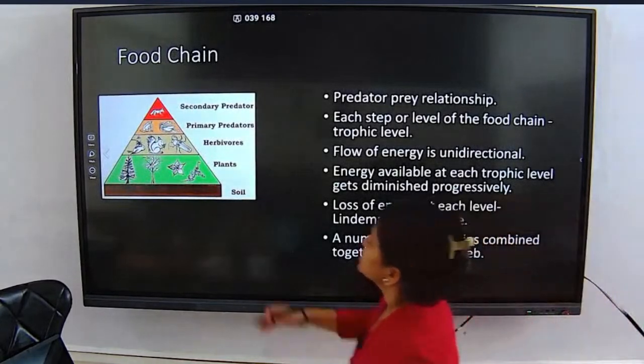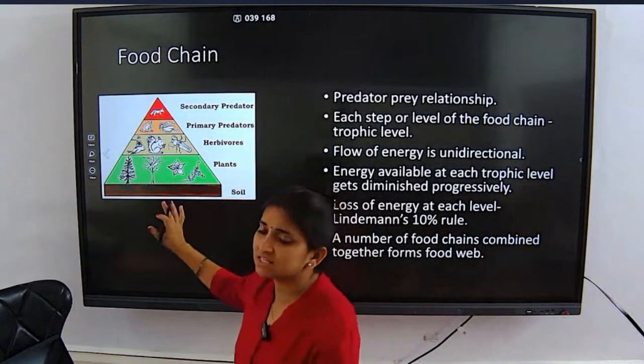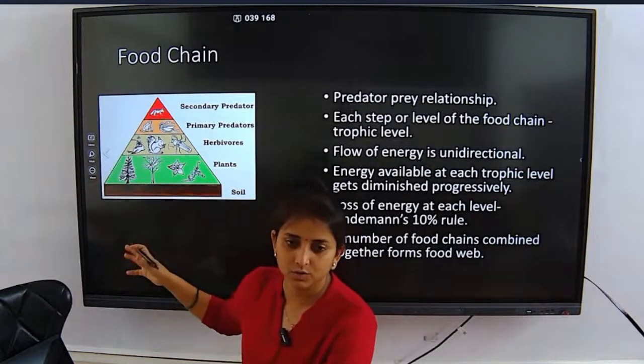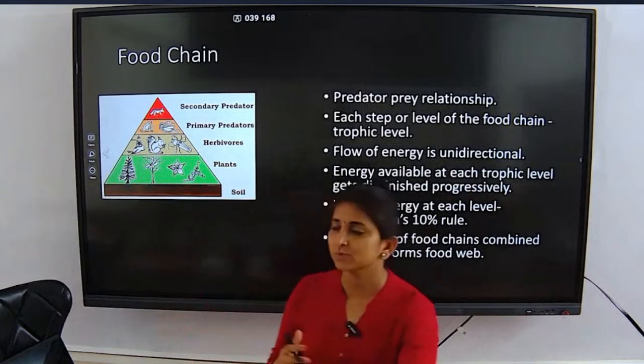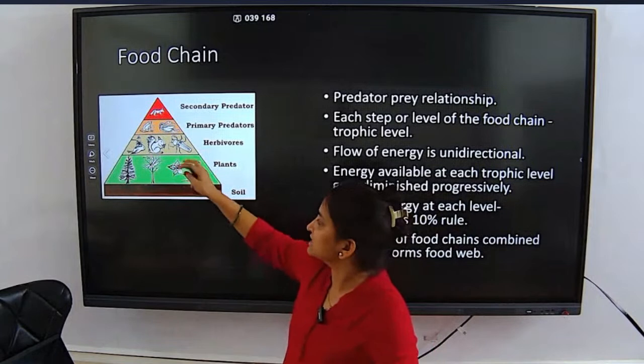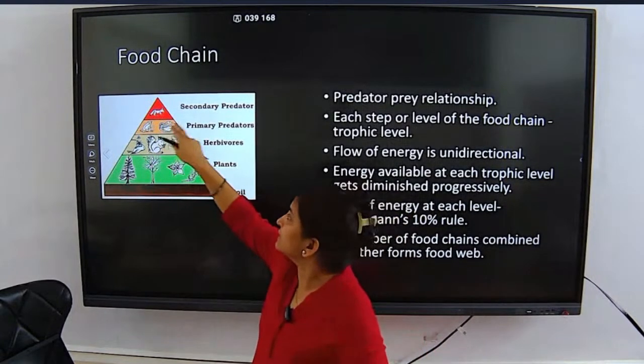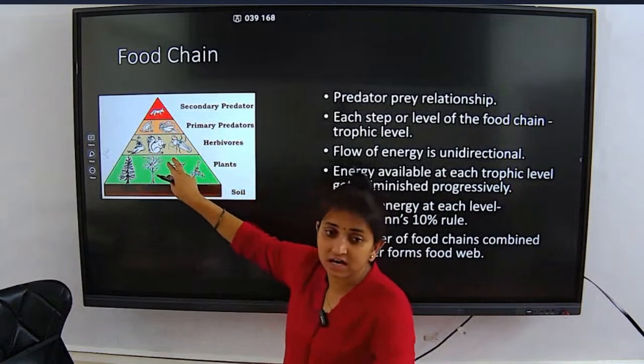Coming to the food chain. In general, we will be discussing the food chain like this. This is an example of a terrestrial ecosystem. In an aquatic ecosystem, the things will change, but in general, the things are like this. So there will be soil, then plants, then certain species which are feeding on these plants.